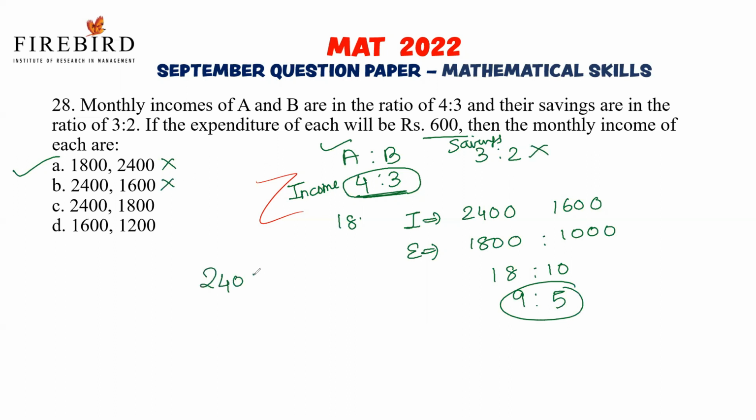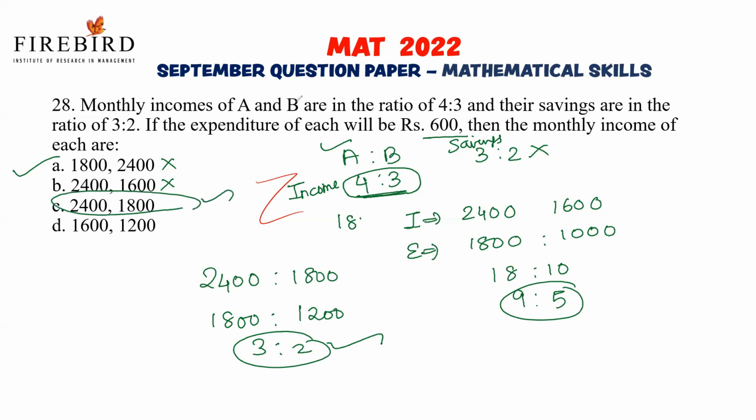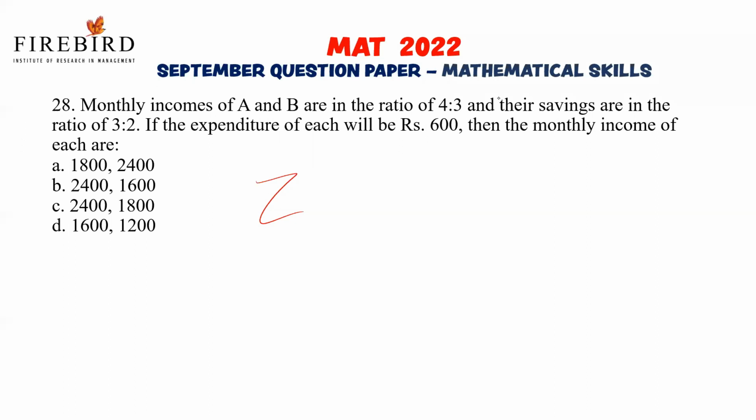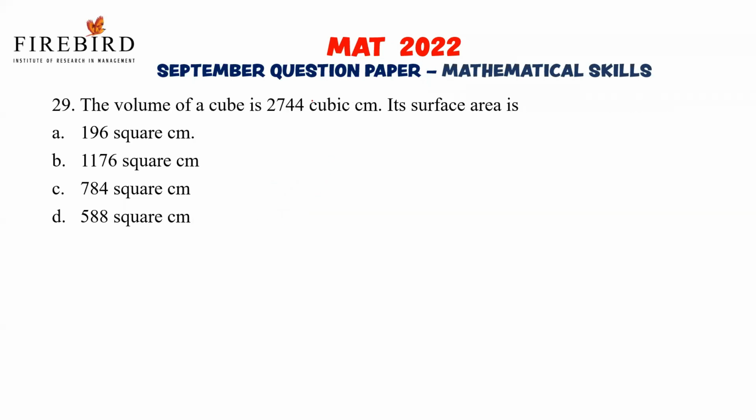If I take 2400 and 1800 and reduce the expenditure value, it is 1800 and 1200. So the ratio becomes 3:2, which is the savings ratio given in the question. So option C is the correct answer. So try to go from the options; these kinds of questions you can solve from the options.